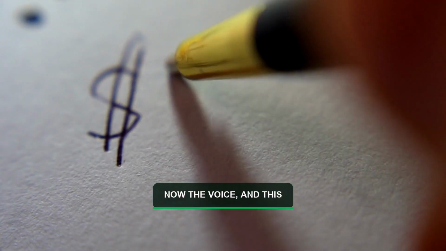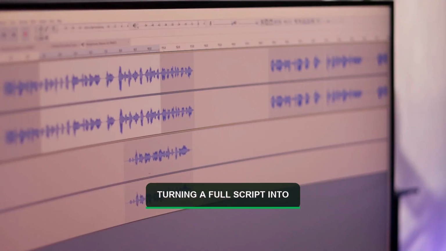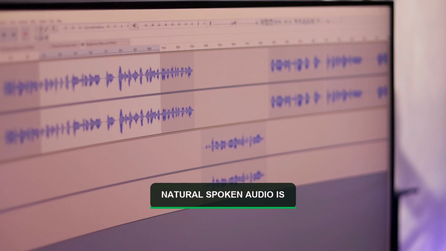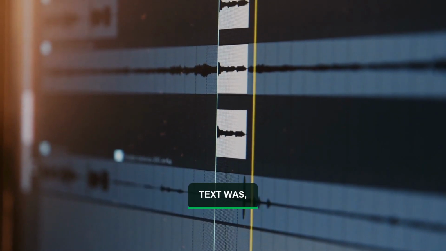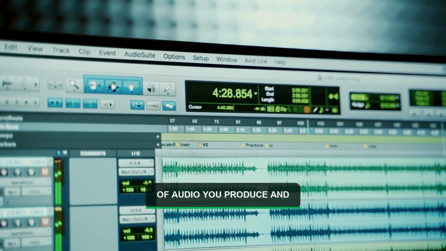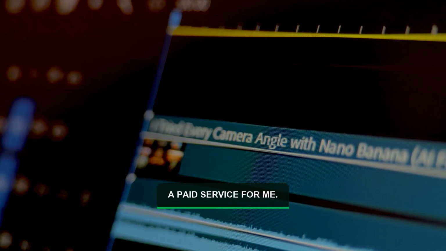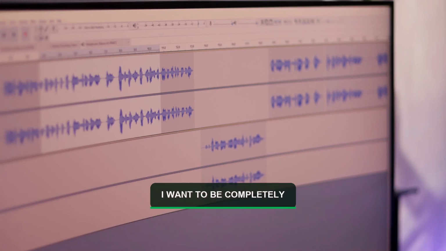Now the voice, and this is where the first real money shows up. Turning a full script into natural spoken audio is more expensive than generating the text was, because good text-to-speech is priced by the amount of audio you produce, and a full video is a lot of audio. This is a paid service for me. I want to be completely clear that the voice is not free.